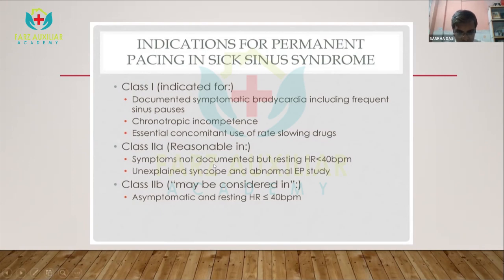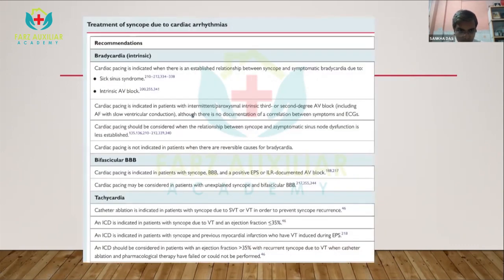Class 2A indication, symptoms not documented. There is an asymptomatic patient, but the resting heart rate is less than 40 beats per minute, an indication of putting a pacemaker. An unexplained syncope in a patient of suspected sick sinus syndrome, or an abnormal EP study. These are all indications of putting a pacemaker in sick sinus syndrome.